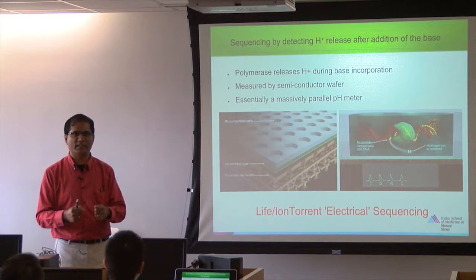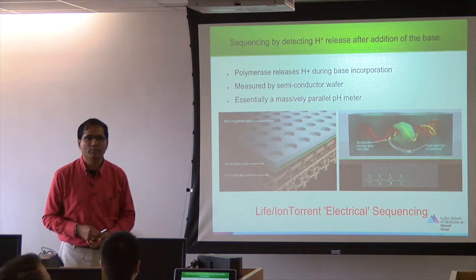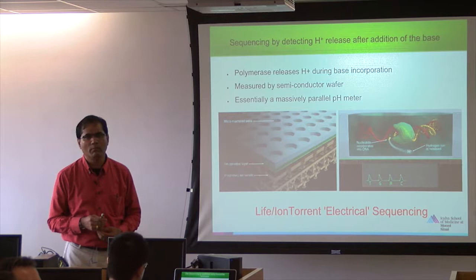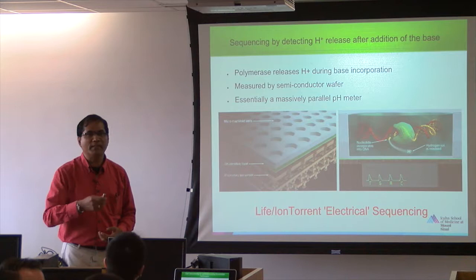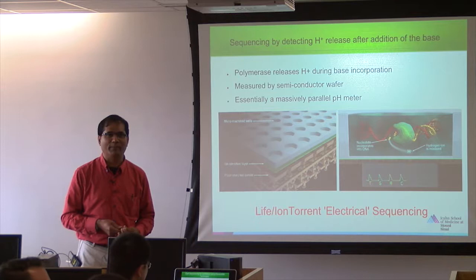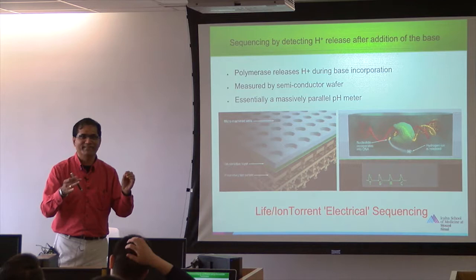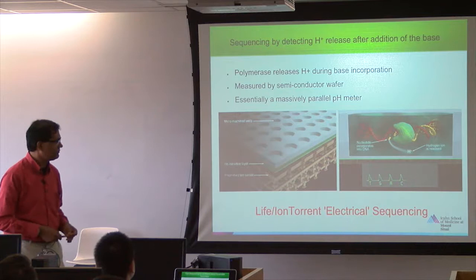So maybe I missed something, but I'm not really sure how they detect the release of a proton to differentiate between the bases that are incorporated. Again, you add one base at a time. Okay, so you watch one base at a time. You're not adding four bases together. That is the basic idea there, because you are stopping that reaction at one base, right?